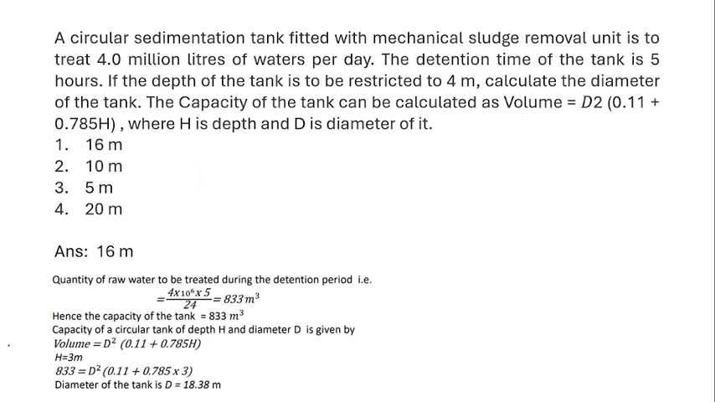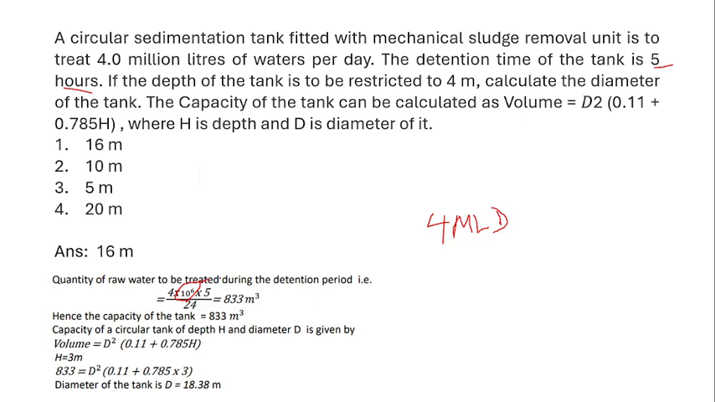We check the solution. As the question has mentioned, 4 MLD of water is used, right? So we know 1 million is 10 power 6. So just multiply 4 into 10 power 6. And the detention time is 5 hours. Out of 24 hours in a day, only 5 hours is the detention time. So you have to again multiply it with 5 divided by 24 to arrive at the capacity of the tank. So 4 into 10 power 6 into 5 divided by 24 is 833 meter cube.